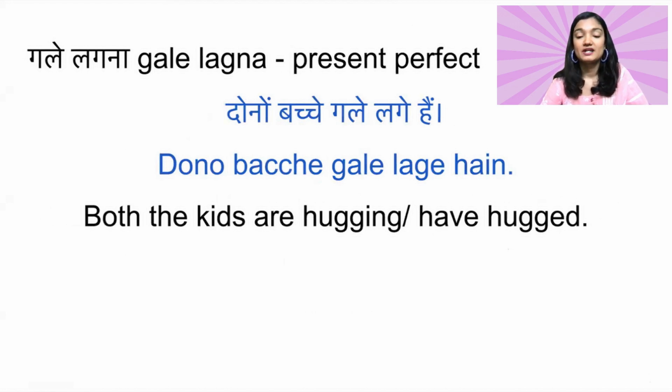Next is present perfect tense, where we talk about the completed action or the result of the completed action. And to say both the kids have hugged or sometimes also are hugging is दोनों बच्चे गले लगे हैं. Now here you don't talk about mid motion action, you talk about the result of the action when it is completed. So for completed actions, you add lage hain after gale. Gale lage hain.